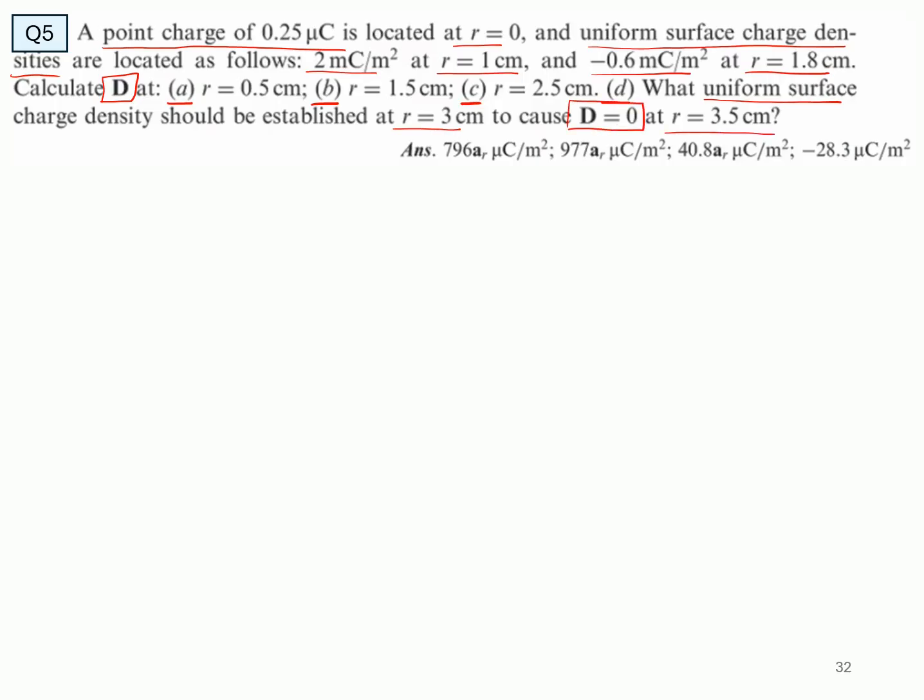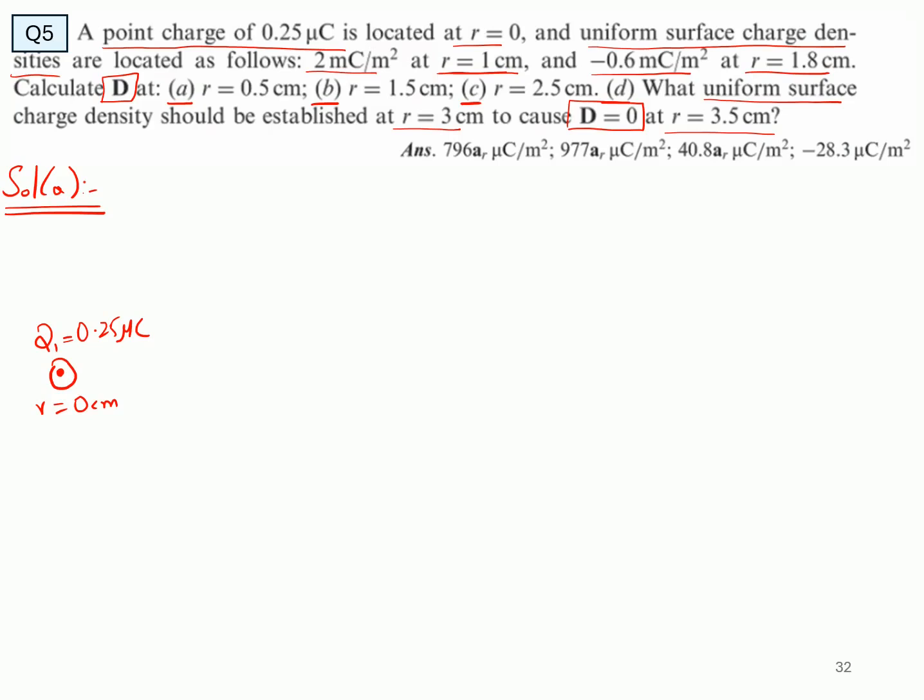So let us start by first visualizing this problem. We know that we have a point charge. Let's say this is my point charge, and I call this Q1, having a value of 0.25 microcoulomb, and it is at r equal to 0 centimeter. So r equal to 0 means that this sphere has no shape. Now the second thing, we know that we have uniform charge densities for r equal to 1 and r equal to 1.8. So let me draw half portion or a slice of a sphere.